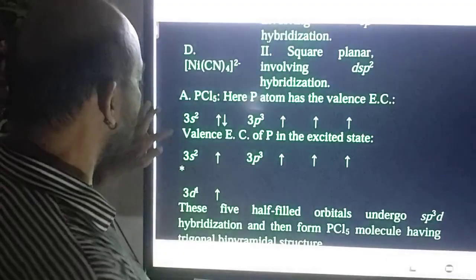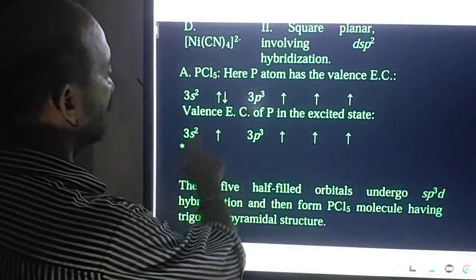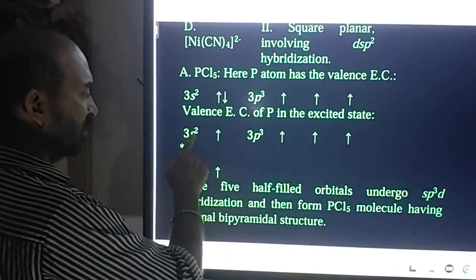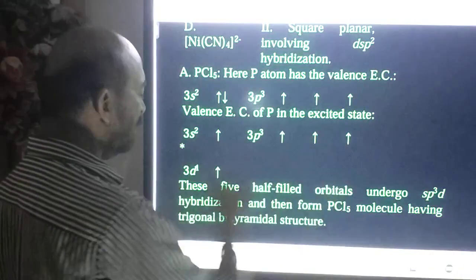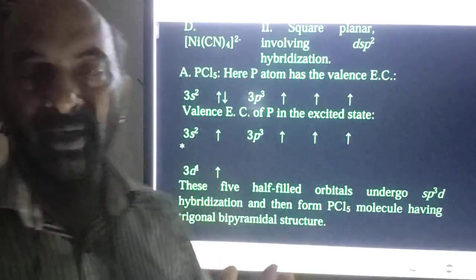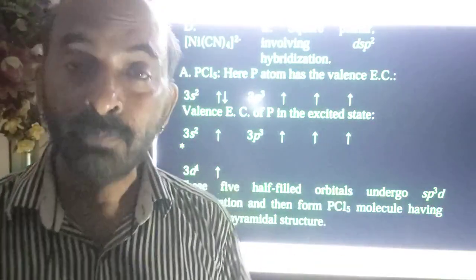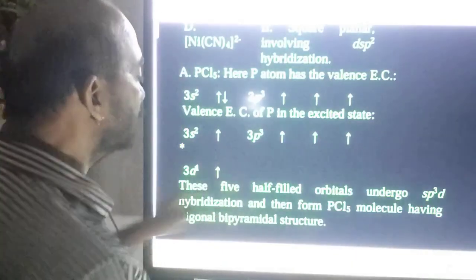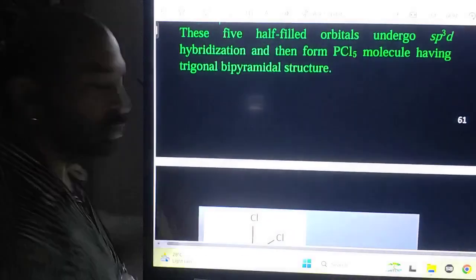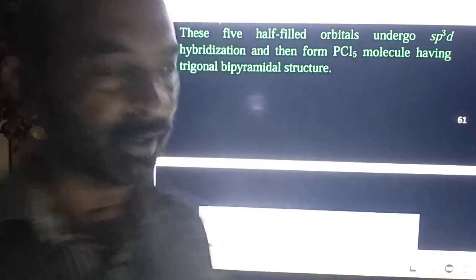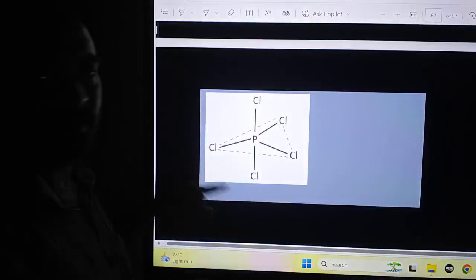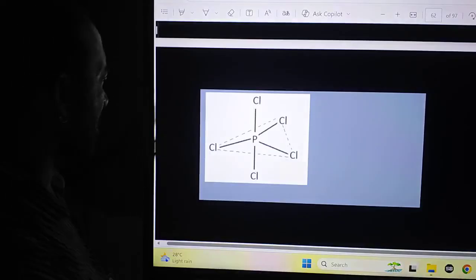So we see what happens. 3s2 actually becomes 3s1 because one electron gets promoted to the vacant d orbital. Then the new electronic configuration, there was a mistake, is 3s1, 3p3, 3d1. These 5 half-filled orbitals undergo sp3d hybridization, and we know the regular geometry of sp3d is trigonal bipyramidal, isn't it? So PCl5 takes the shape trigonal bipyramidal. We have explained PCl5.